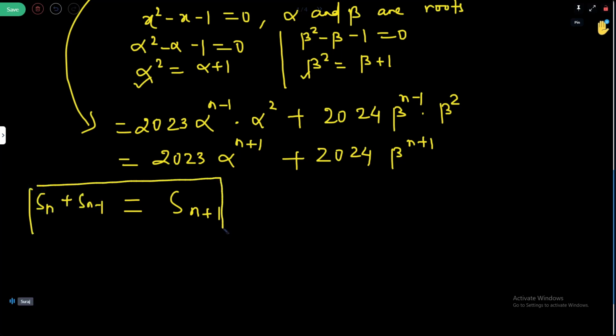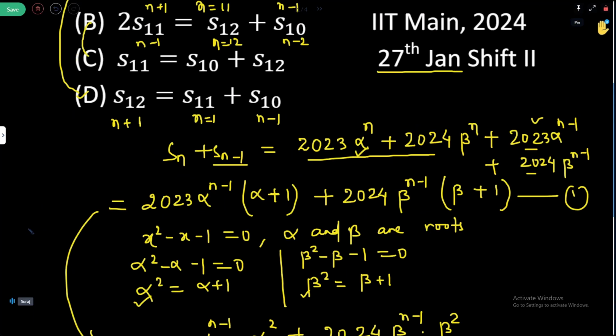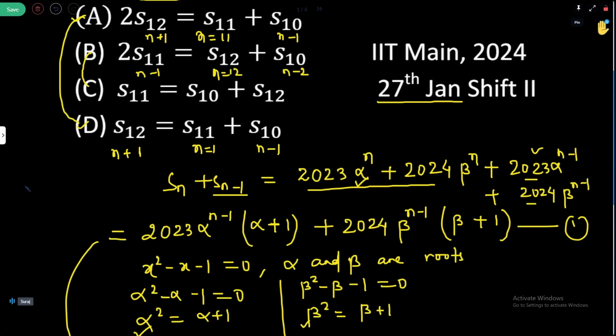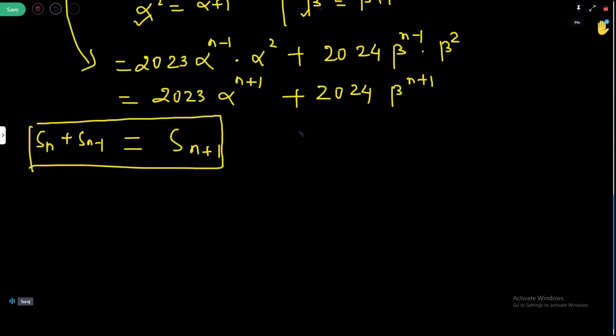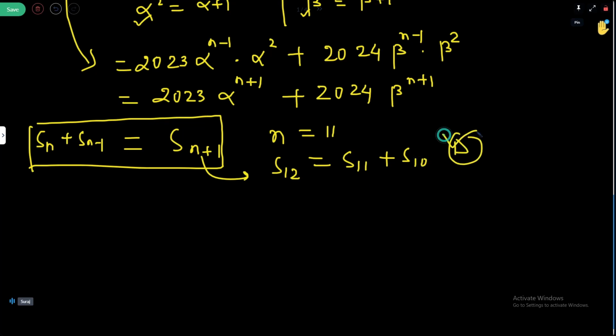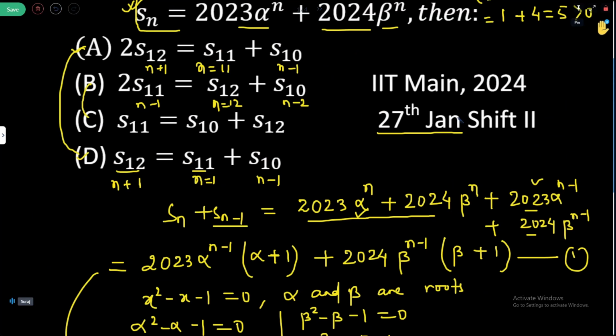This is your given option. One option is here: S n plus 1 equal to Sn plus S n minus 1. If we put n equal to 11, then this is written as S of 12 equal to S of 11 plus S of 10. So option D will be correct. The same process you can check for options B and C also. So your correct answer is D.